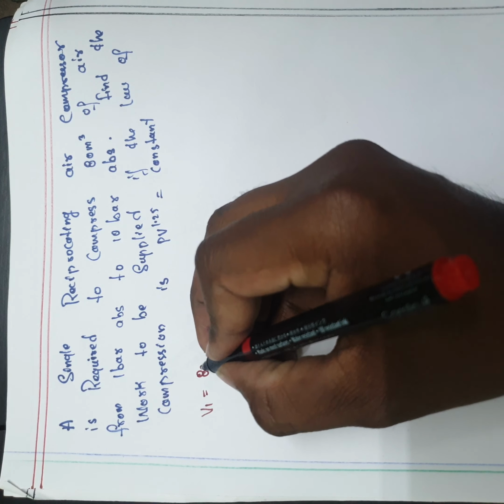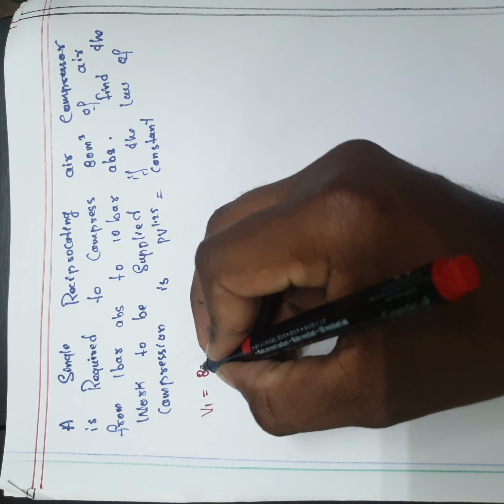And P1 is given as usual: P1 is 1 bar, and P2 is 7 bar. This bar you have to convert into kilonewton per meter square. As I told you, write 1 as it is. This can be written as 10 to the power of 5 Newton per meter square. This splits into 10 squared and 10 cube Newton per meter square. Then this is 100 kilonewton per meter square.